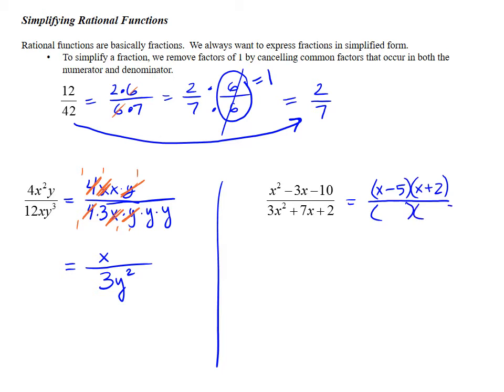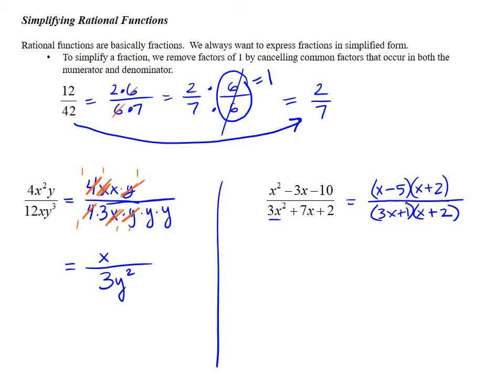In the denominator, it's a little more complicated because of the 3 in the front. So we're going to have 3x times x. Then you can either use trial and error or an AC method to determine what the rest of the factorization is. In particular, you want to have an x plus 2 times 3x plus 1. That will give you the 7x when you multiply it out.